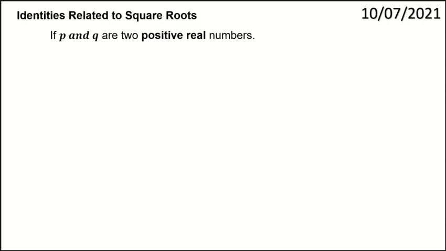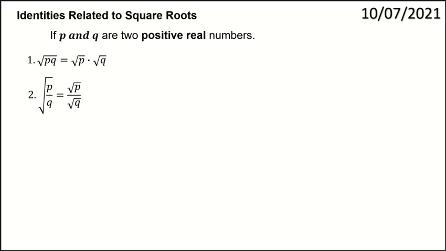If p and q are two positive real numbers, first, root under p into q is separately written as root p into root q. This we have already learnt in class 8. Root under p by q can be separately written as root p by root q. The root comes separately to the numerator and separately to the denominator. So root of p by q is root p by root q.